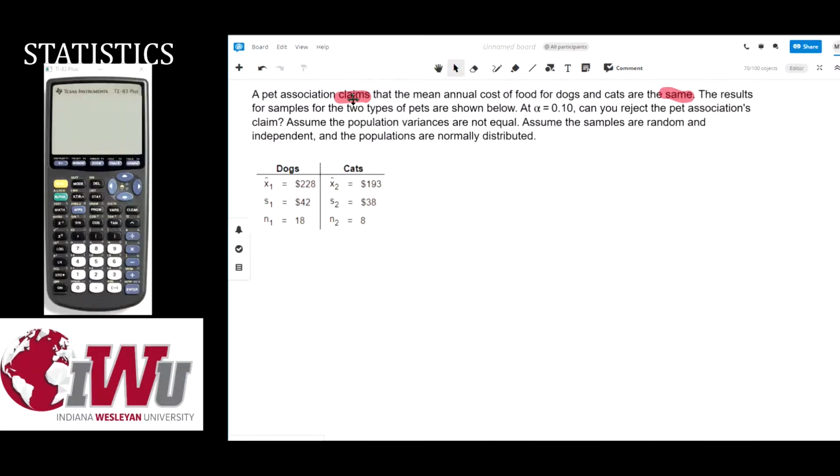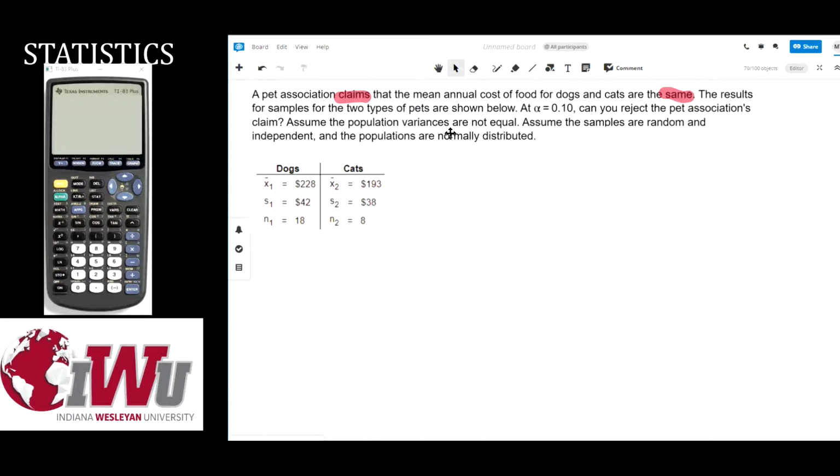So claim that something is the same. That should cue us in on what the claim is and what the null and alternative hypothesis should be. So the results for the samples of the two types of pets are shown below. We have an alpha of 0.1. Can we reject the Pets Association's claim?